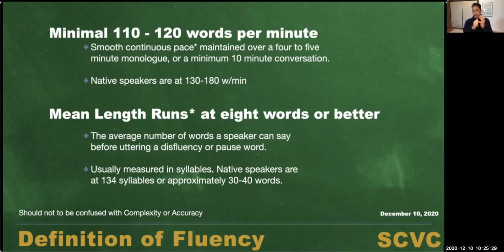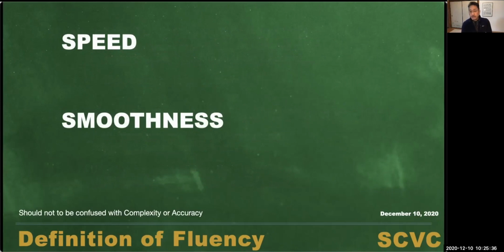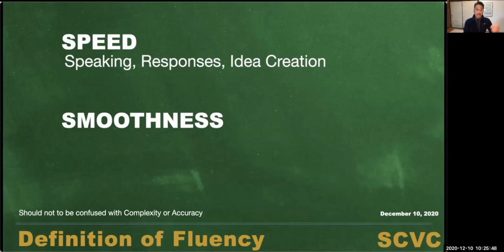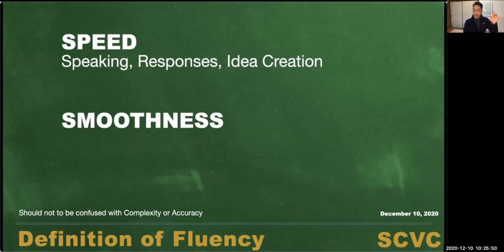Can you speak at a certain pace? Can you say things smoothly? Those two things are defined here. Speed and smoothness. Those are the two easiest words that you can say to your students. Those are the two, if you think about the problems that your kids who actually can start uttering English have. They speak slowly, okay? They make ideas slowly. They respond slowly. They know what they want to say, but it just doesn't come out.